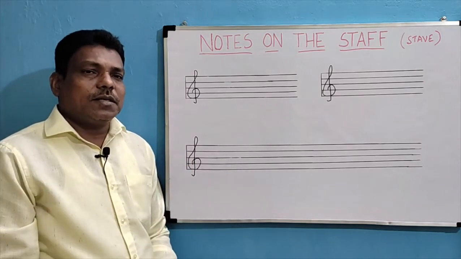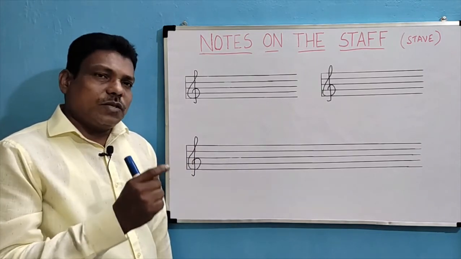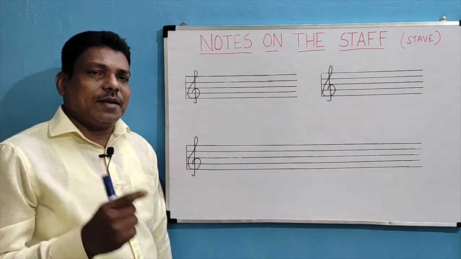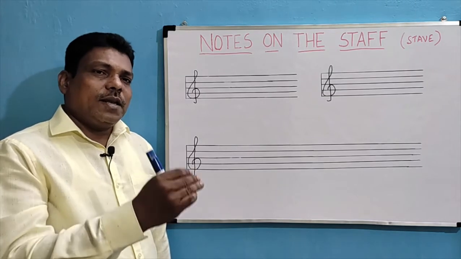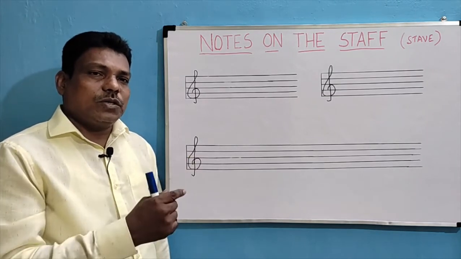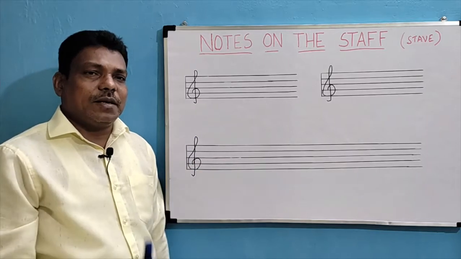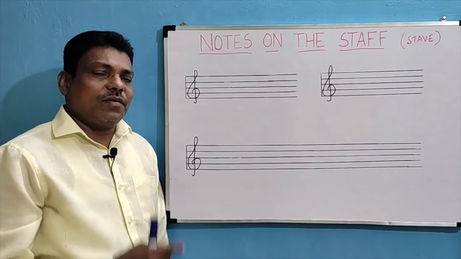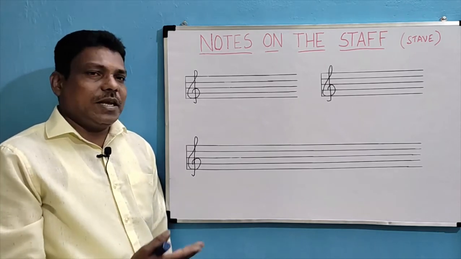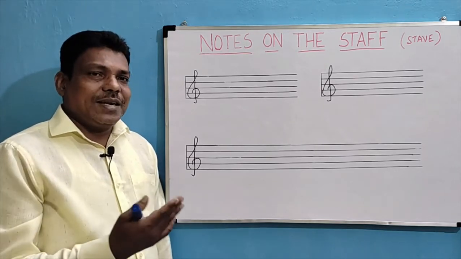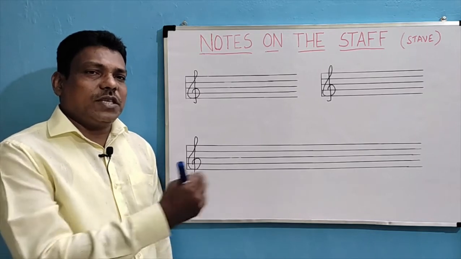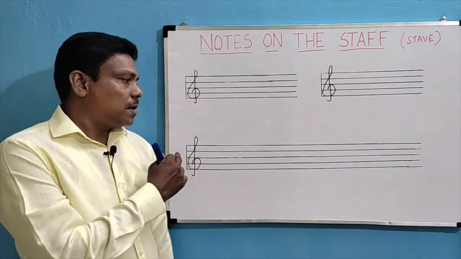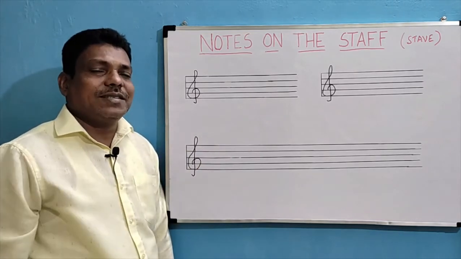The reason is there is not only one C, one D, one E, one F like that. We have C in different pitches: low C, middle C, high C. All the notes have the same note names in different pitches. So it is necessary to show this. If you write it in alphabets, you may not know which C, which E. So we write it in the set of 5 lines called stave lines.